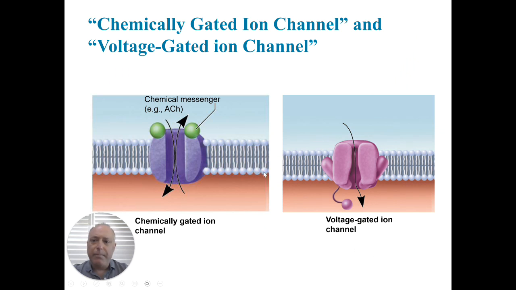Okay, there's chemical ion gating and voltage ion gating responsible for maintaining this contraction. The chemical ion gating would be in response to neurotransmitters like acetylcholine, whereas the voltage ion gate would be responsible for opening during certain voltages.